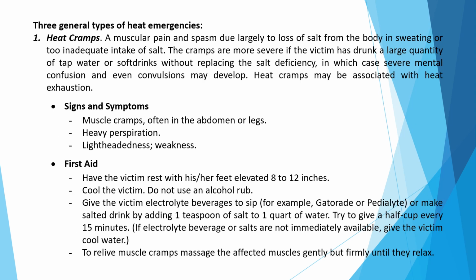Okay. Three general types of heat emergency. We have heat cramps. We have a muscular pain and spasm due largely to loss of salt from the body in sweating or to inadequate intake of salt. So that is your heat cramps. The cramps are more severe if the victim has drunk a large quantity of tap water or soft drinks without replacing the salt deficiency, in which case severe mental confusion and even convulsion may develop. Heat cramps may be associated with heat exhaustion.